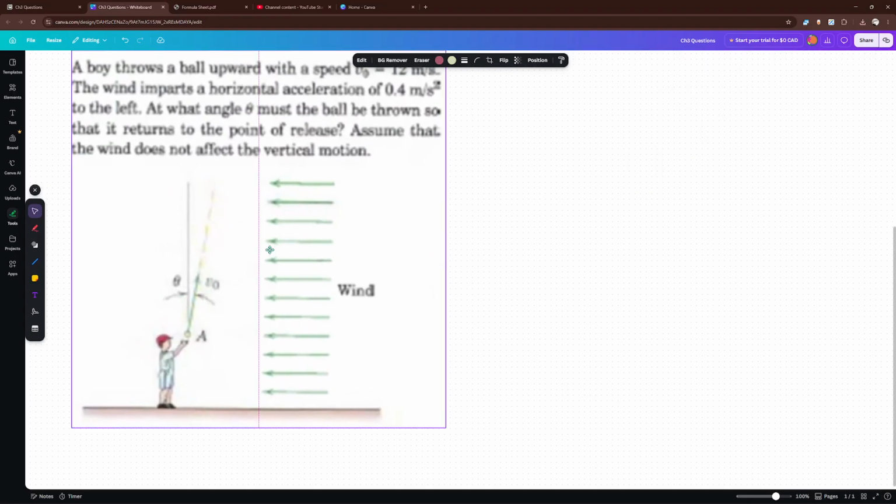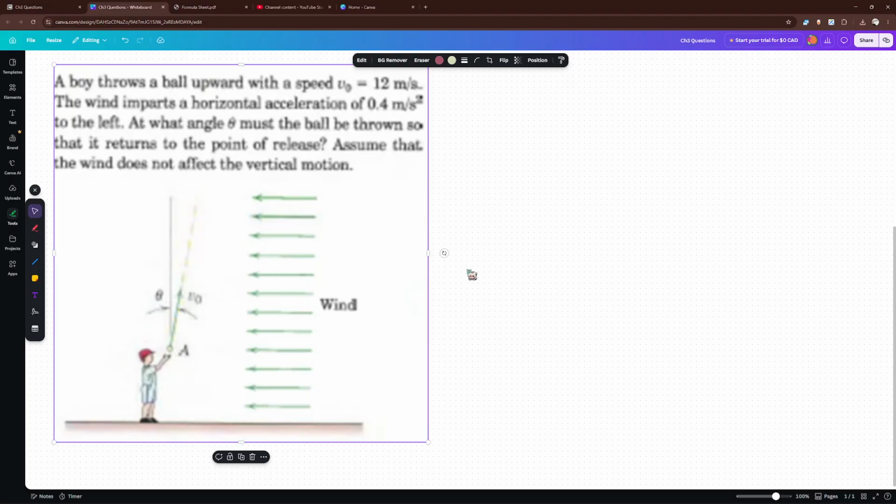Okay, next question. A boy throws a ball upward with a speed of v0 equals 12 meters per second. The wind imparts a horizontal acceleration of 4.4 meters per second squared to the left. At what angle, theta, must the ball be thrown so that it returns to the point of release? Assume that the wind does not affect the vertical motion.